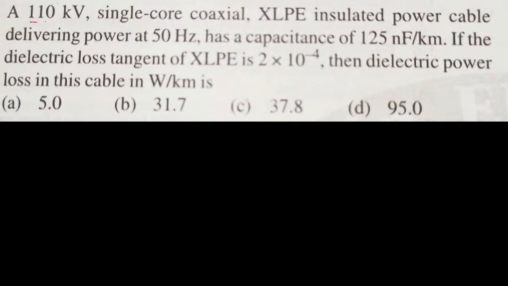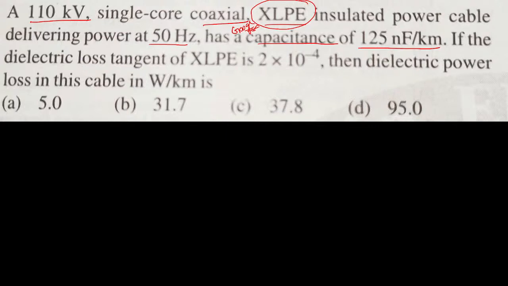Okay. So the 110 kilovolt single coaxial cable, XLPE, right? That is a type of insulating material. I'm requesting you kindly to look up this name in Google. Okay, fine, sir. An insulated power cable delivering power at 50 Hz has a capacitance of 125 nanofarad per kilometer. If the dielectric loss tangent of XLPE is 2 into 10 power minus 4, how will you find the dielectric power loss in the cable?